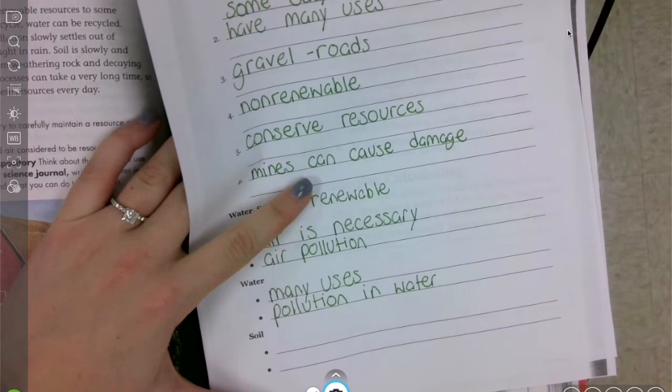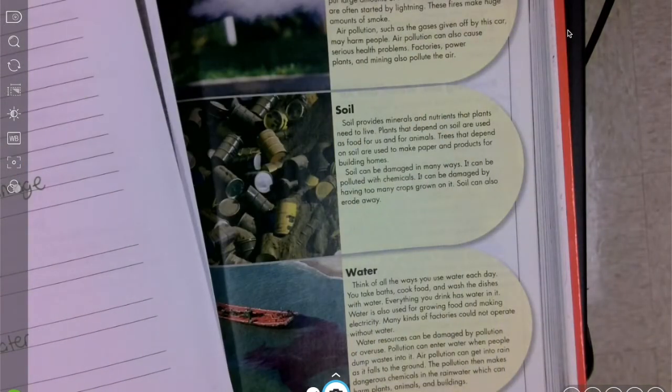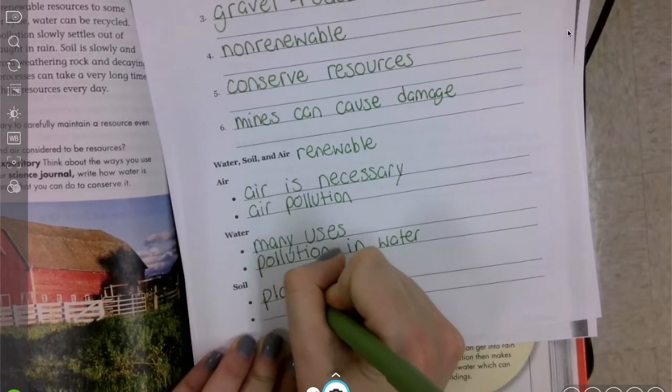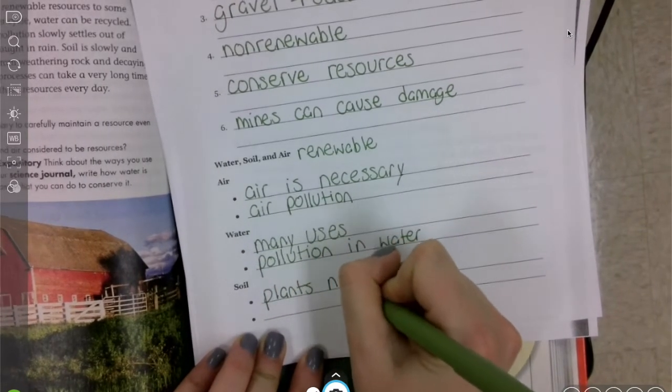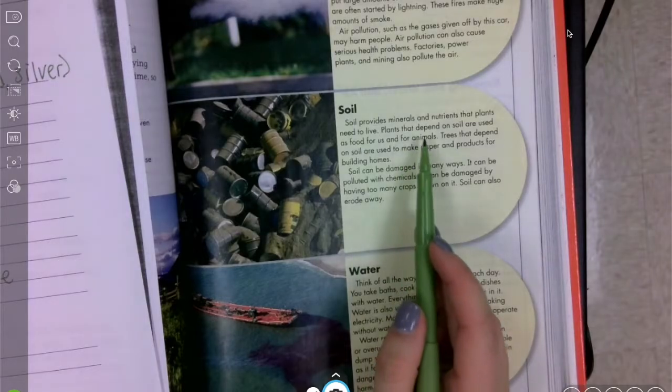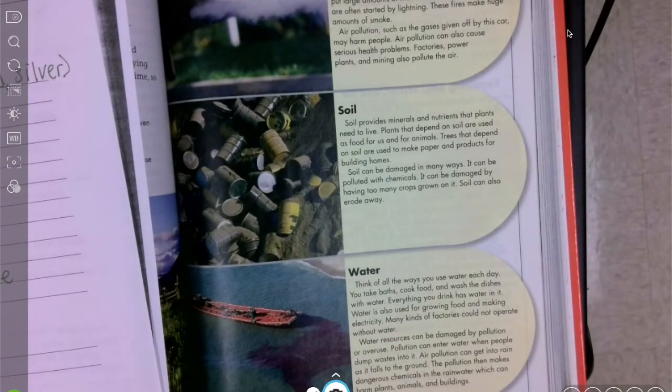And then finally we have soil. Soil provides minerals and nutrients that plants need to live. I think that's really important. So plants need soil. Plants that depend on soil are used as food for us and for animals. Trees that depend on soil are used to make paper and products for building homes.